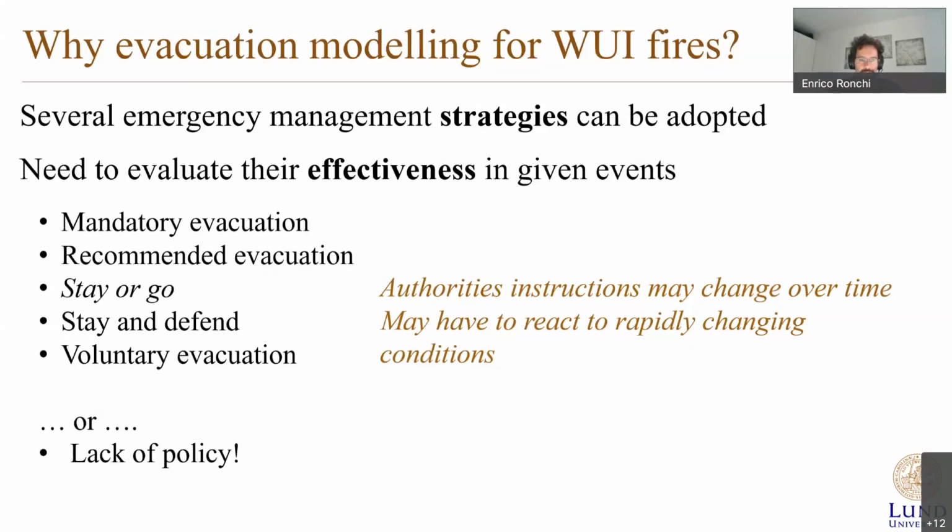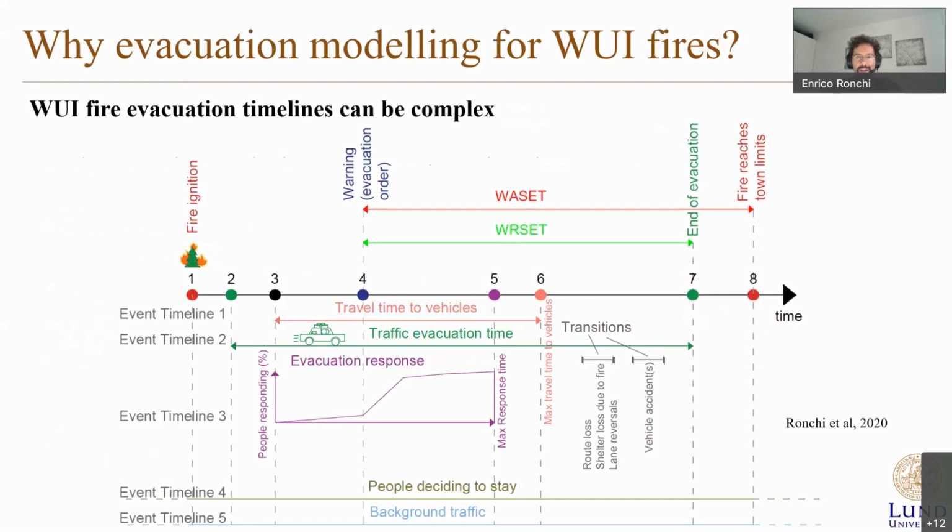And here, to make you understand the complexity that can be associated with wildfire events, is an example of a set of timelines which could be used to represent an evacuation process. And this is definitely not the only possible timeline. There are several possible sequences of events that can occur. But as you can see, even looking at one specific area, it can get quite complex because we start with ignition, then we may have background traffic already on the road.